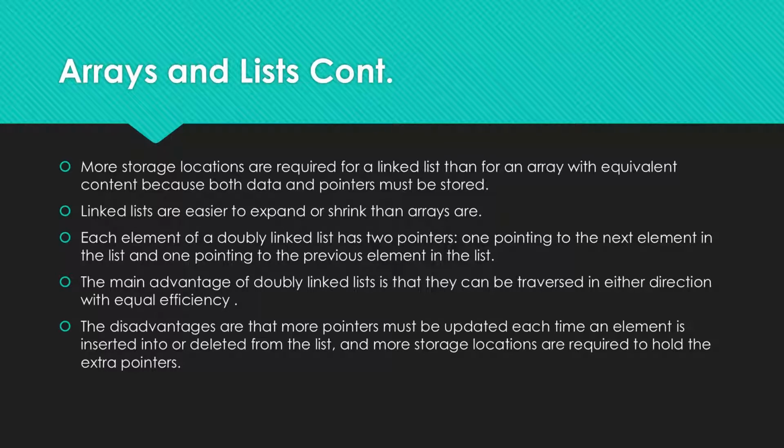Each element of a doubly linked list has two pointers, one pointing to the next element in the list and one pointing to the previous element in the list. The main advantage of doubly linked lists is that they can be traversed in either direction with equal efficiency. The disadvantages are that more pointers must be updated each time an element is inserted into or deleted from the list, and more storage locations are required to hold the extra pointers.